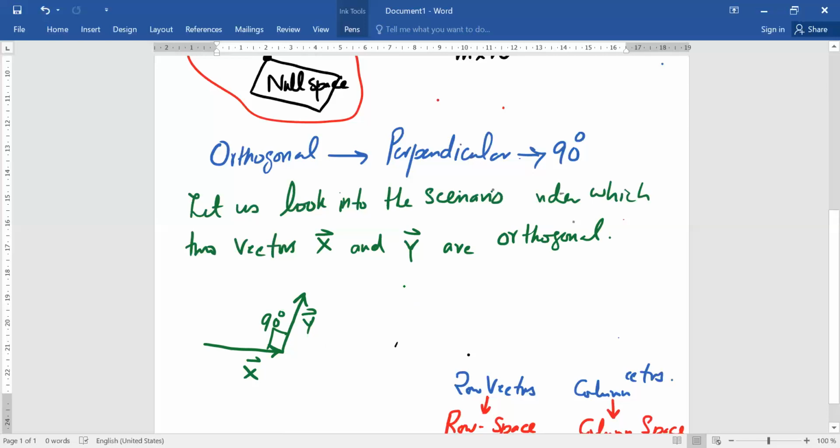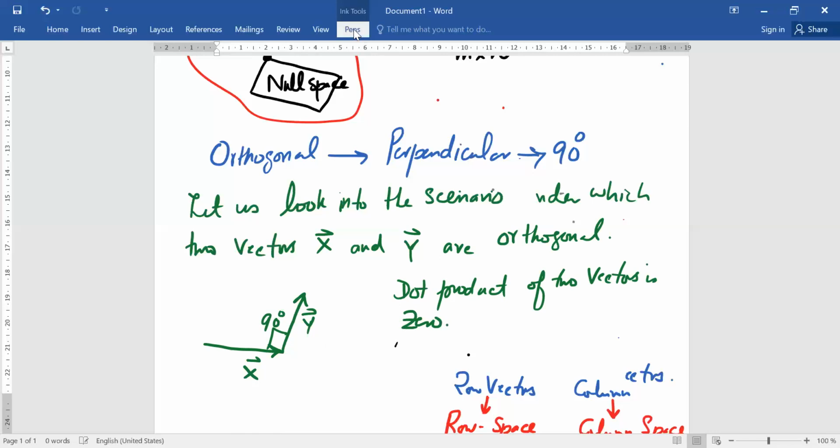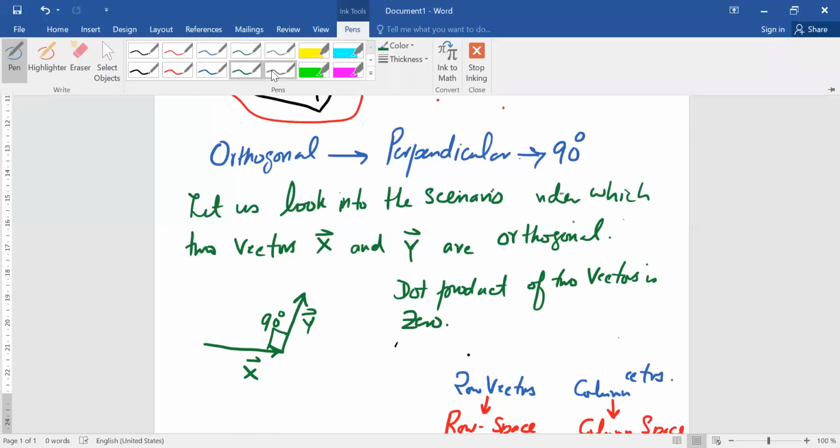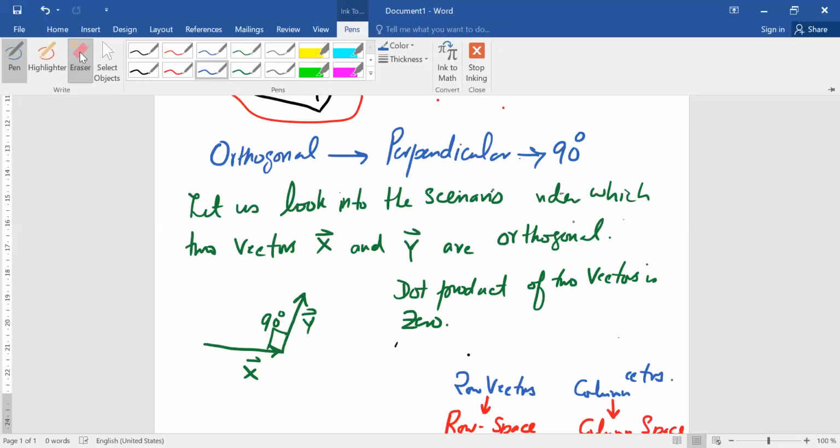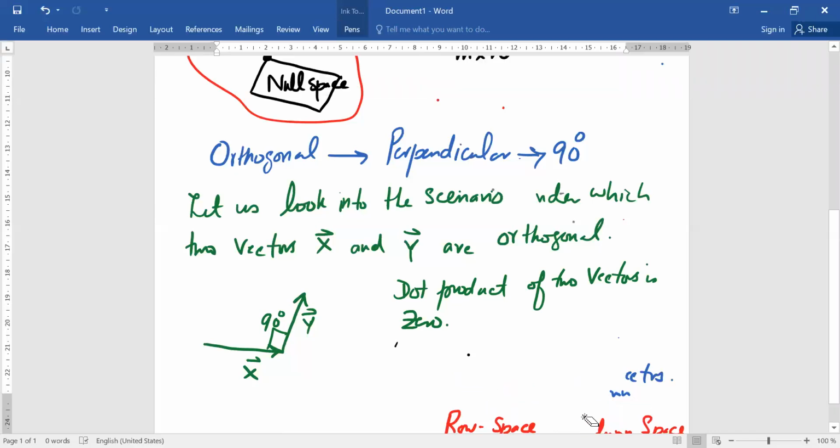So when we say they are perpendicular, or when we say these are orthogonal, we mean the dot product. So the dot product of two vectors is 0. When the dot product of two vectors is 0, that basically means that they are orthogonal. Okay, but let me clean a little bit of space around here so that we can work a bit more independently.